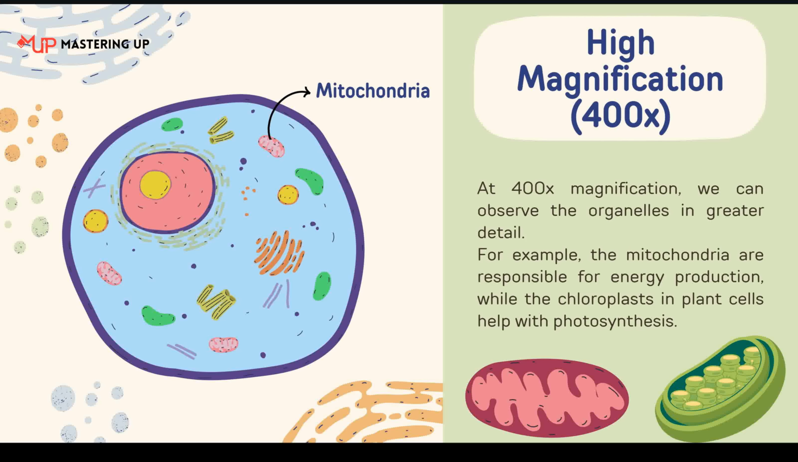At 400x magnification, we can see individual organelles such as mitochondria and chloroplasts in plant cells. Mitochondria, known as the powerhouse of the cell, are responsible for producing energy in the form of ATP, adenosine triphosphate, through the process of cellular respiration. This process involves the breaking down of glucose and oxygen to release energy the cell uses to perform its functions.